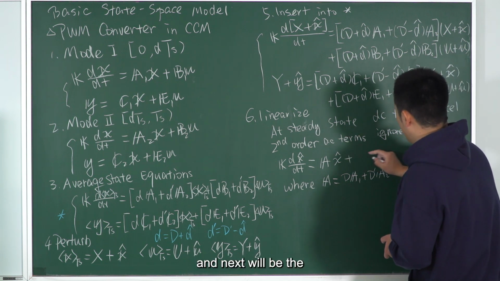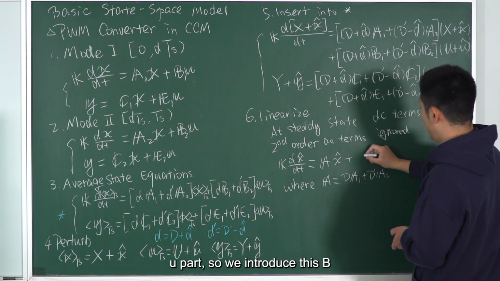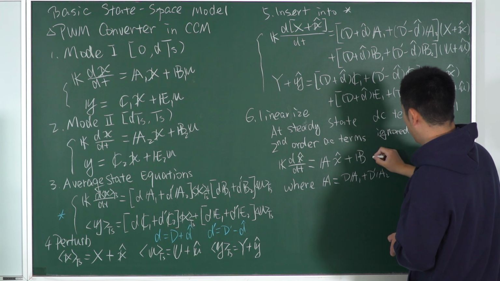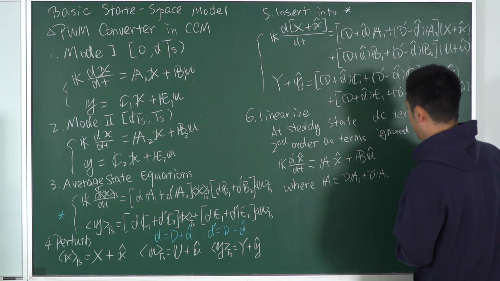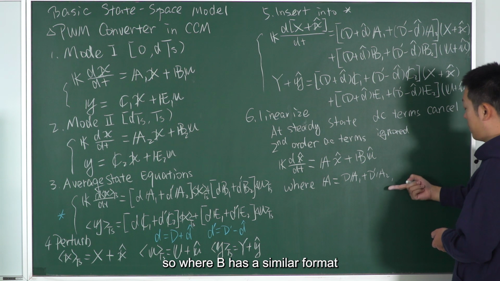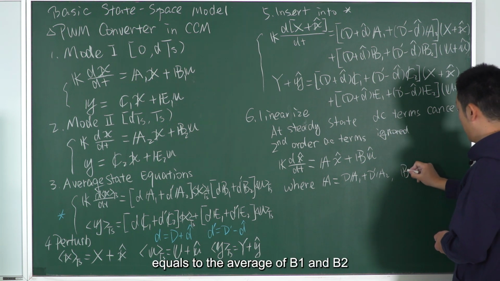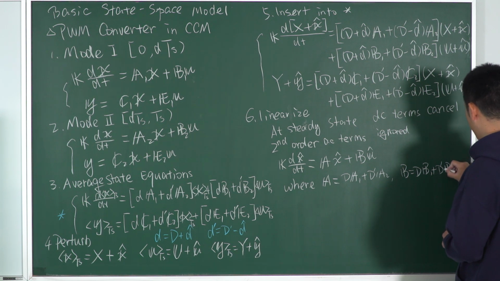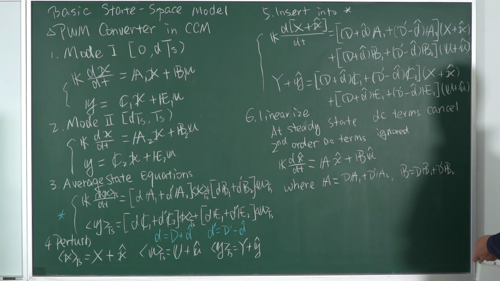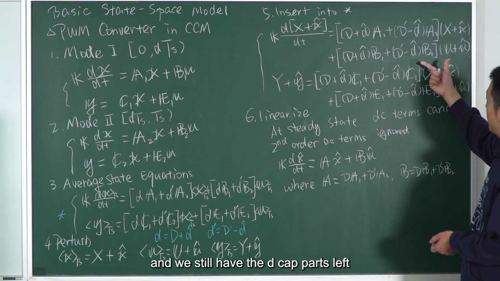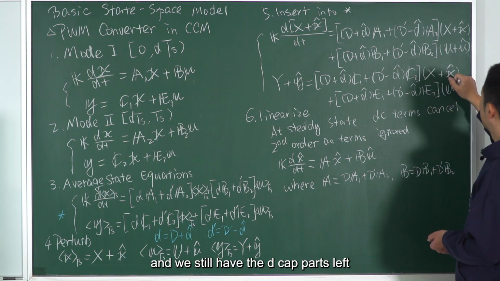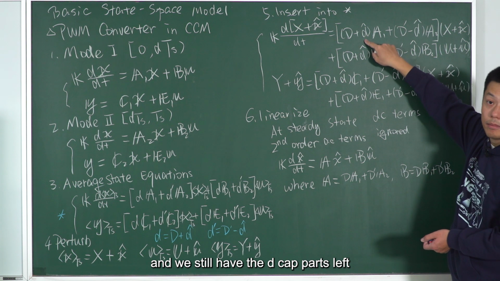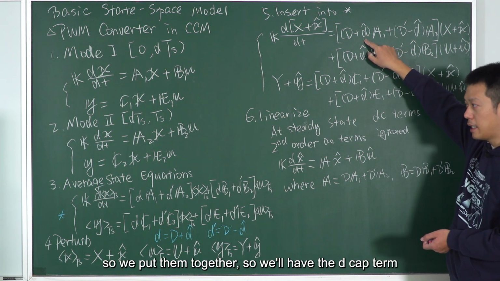And next will be the U part, right? So we introduce this B, where B has a similar format, equals to the average of B1 and B2. And we still have the D cap parts left. So we put them together.